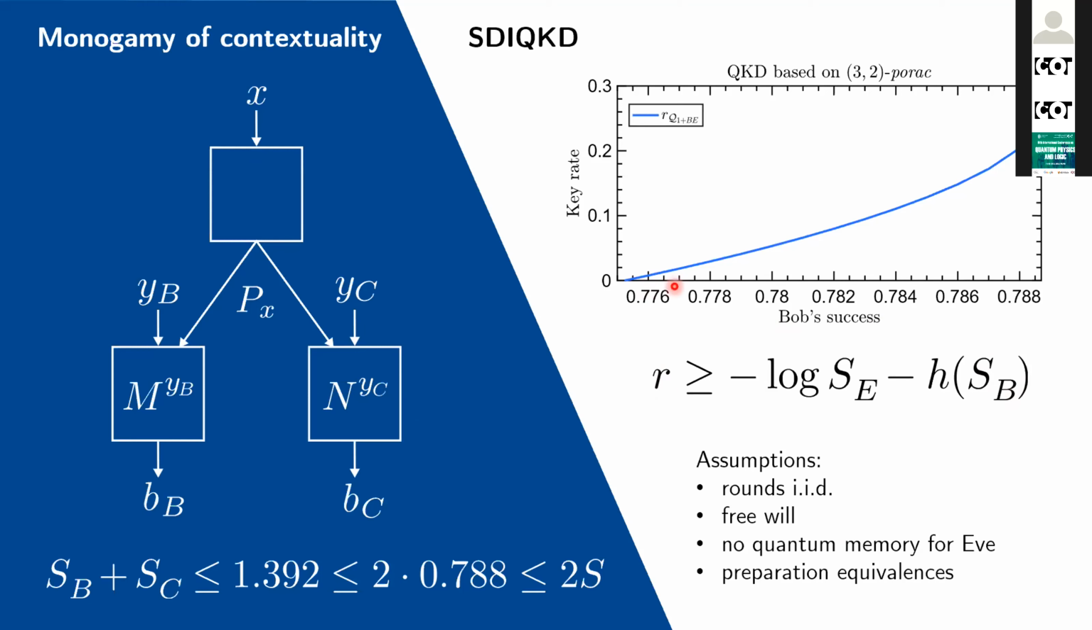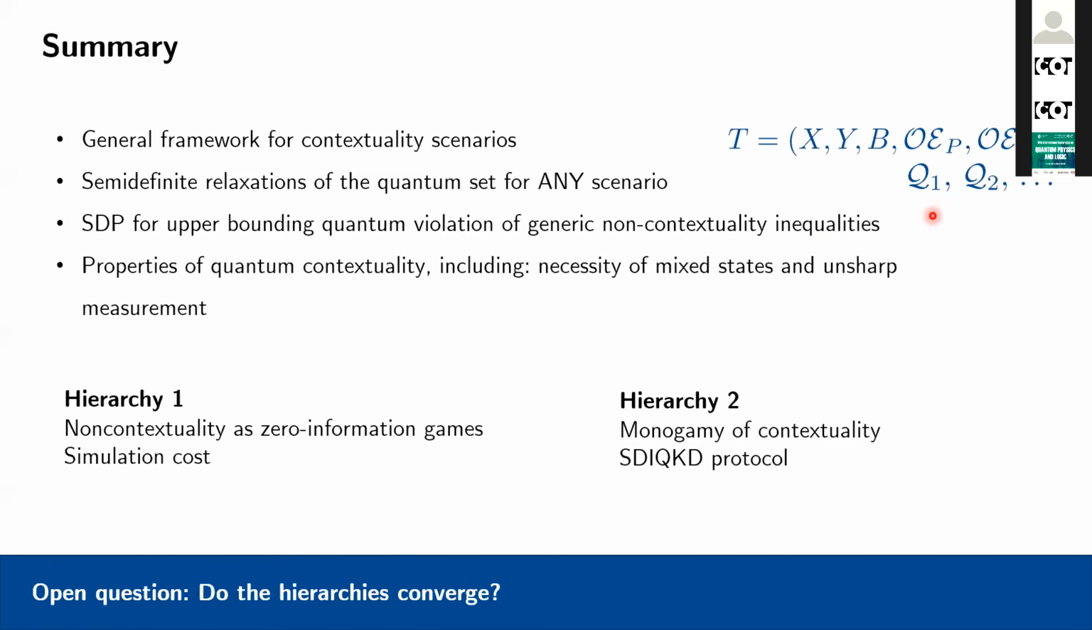And then in this graph here, we used the hierarchy to find what these lower bounds would be for different success probabilities, for different values of this S_B. So here we're in the achievable quantum range, less than 0.788, and we're getting a non-zero key rate. So that was the idea. Okay, now I'll let Alistair summarize.